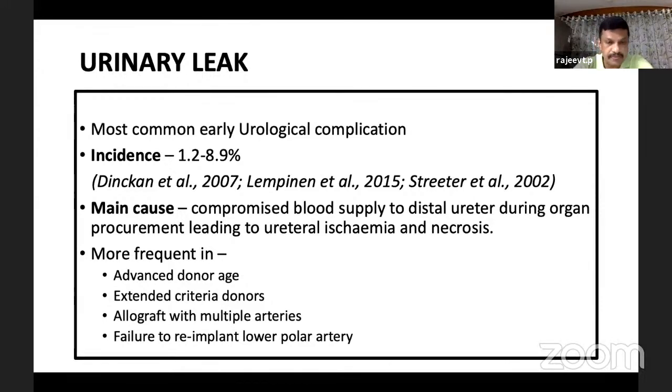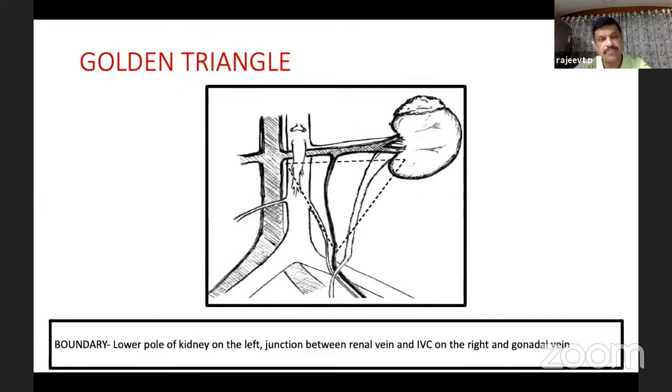This is very commonly found in advanced age donors, or in extended criteria donors, where the allograft has multiple arteries and sometimes, by mistake, there is failure to reimplant a lower polar artery. All these can result in ureteral ischemia and necrosis.